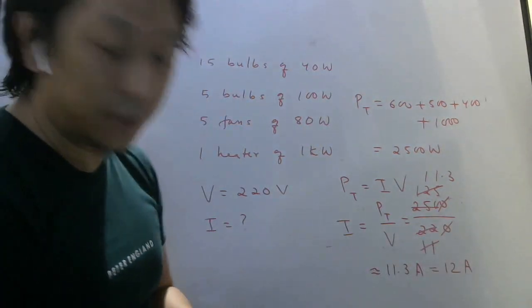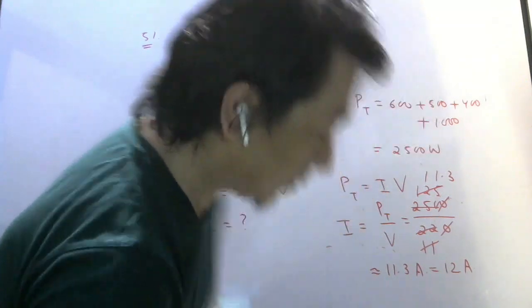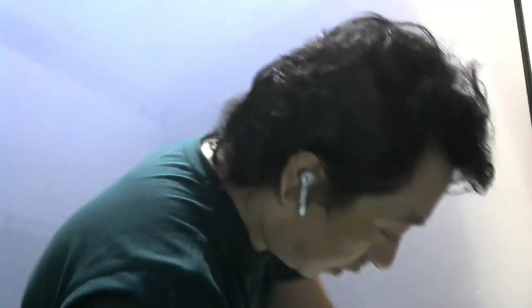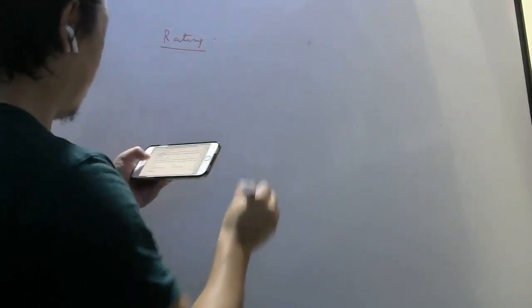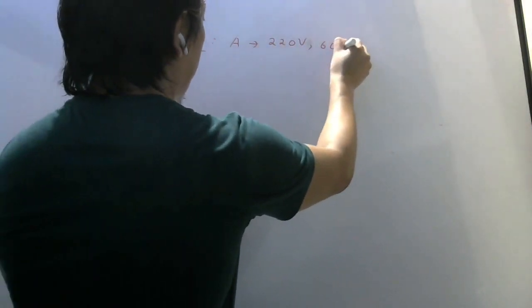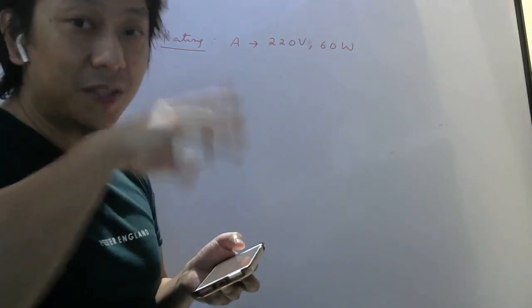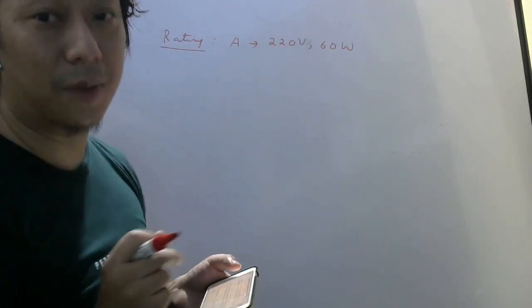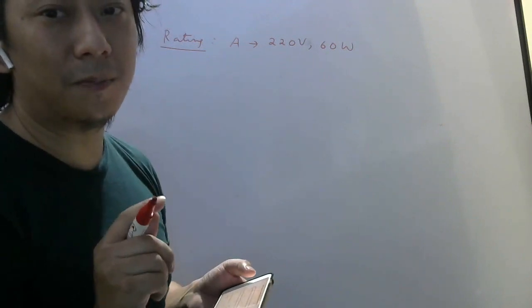Okay. Let's see the next question now. Question number 52. This question we have done in class only, but let us revise it. An electric bulb A rated 220 volt and 60 watt. Rated they are saying. So rating of the first bulb A is 220 volt 60 watt. That does not mean it is consuming 60 watt. What it means, if you apply 220 volt voltage to the bulb, then it will consume 60 watt power.